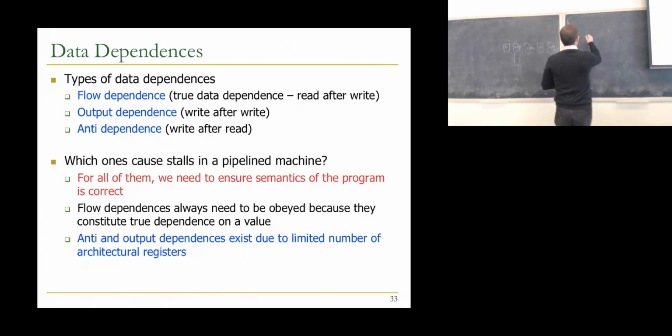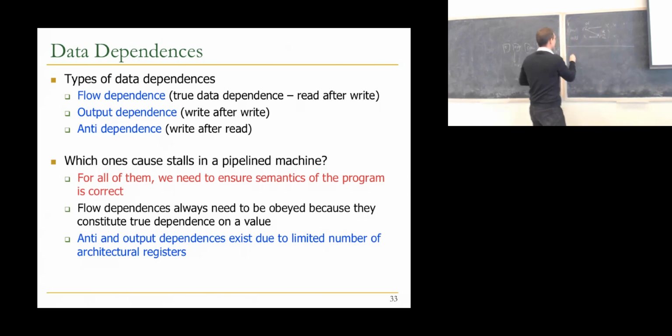But a true dependence is you're writing to, let's say, register 2, and later you're reading from register 2. Let's say multiply and add. It doesn't matter what you have over here. Let's assume that it's not register 2. This add needs this result, definitely. It's a true dependence. This is a read after write dependence.